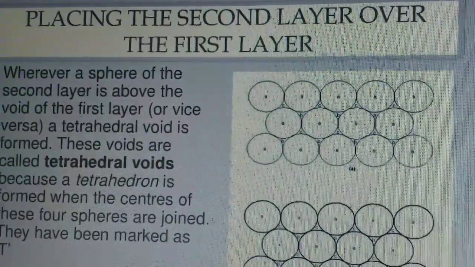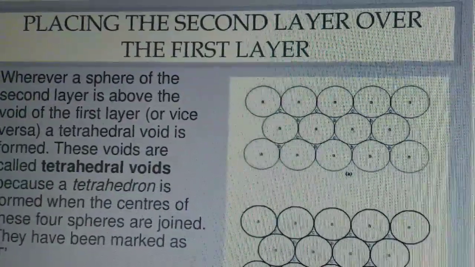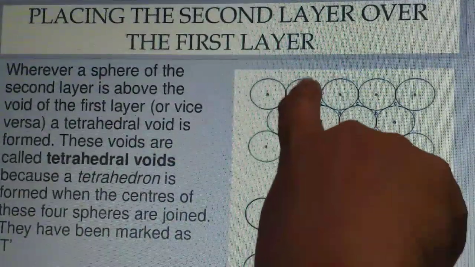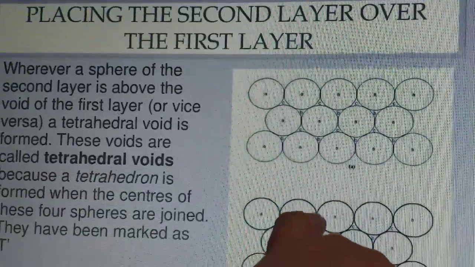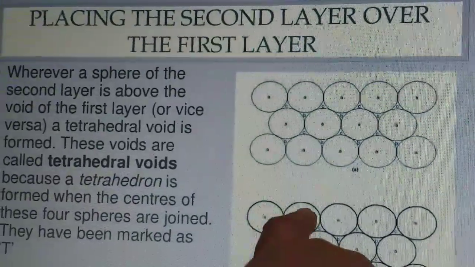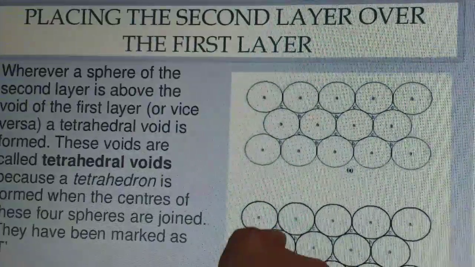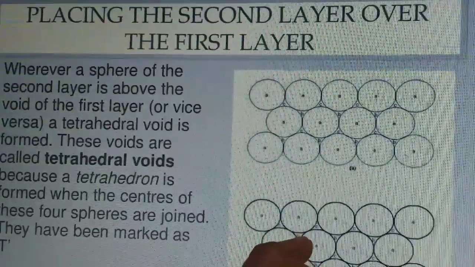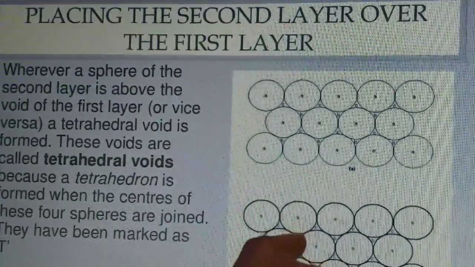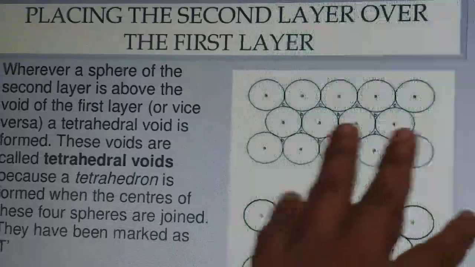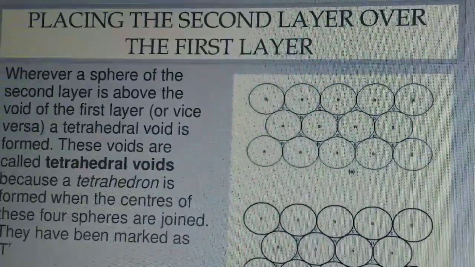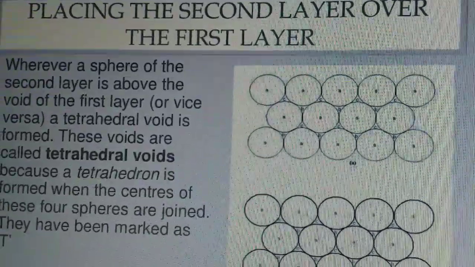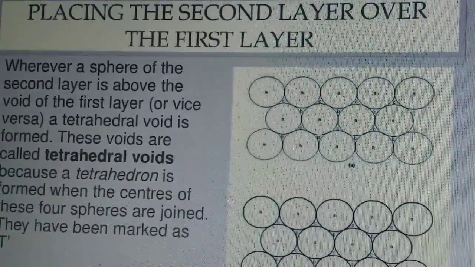Wherever a sphere of the second layer is above the void of the first layer, a tetrahedral void is formed. Here you can see above this another second layer, the dotted line you can see nicely. So three spheres are there. Now here one void is formed. Above that one sphere of the next layer is there. So that void is surrounded by 3 plus 1, total 4 spheres. So a tetrahedron is formed when the centers of these 4 spheres are joined, and they have been marked as T here. You can see nicely.